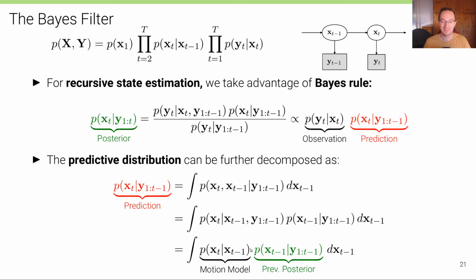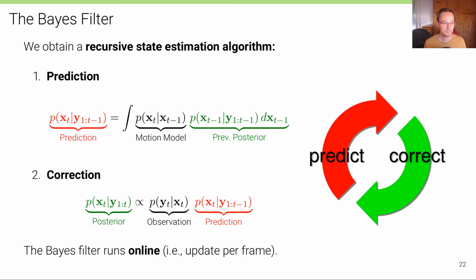And what we also see is that on the right-hand side here appeared the previous posterior distribution. This is exactly the same expression as we have started with here, except that the index t has been replaced with the index t minus 1. So it's the posterior for the previous time step. And so now you can see how we end up with this two-step procedure where we alternate between prediction and correction. We obtain a recursive state estimation algorithm.